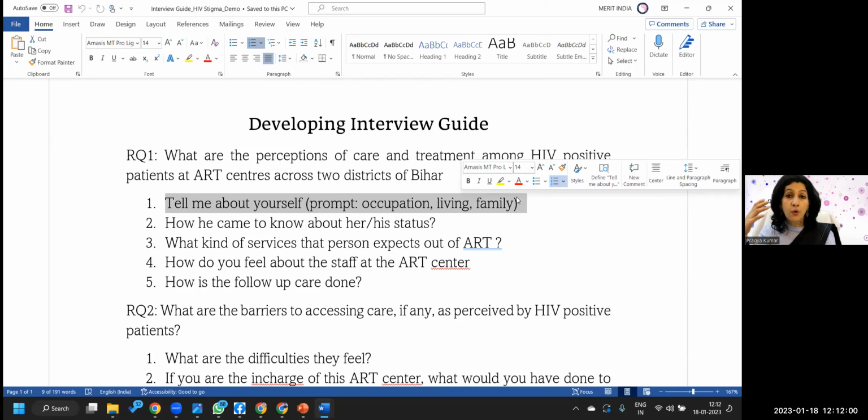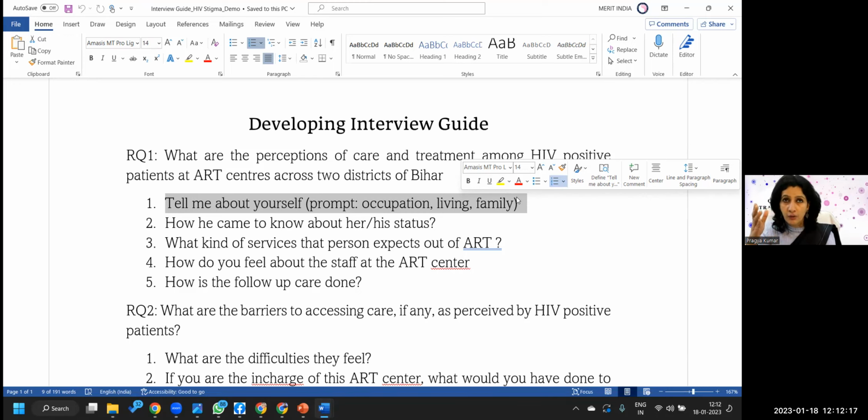Now there is something known as the probe. Probe is when you want to dig down or go deeper into some perspective, you probe further. So that is the probing. So there is a difference between prompt and probing.